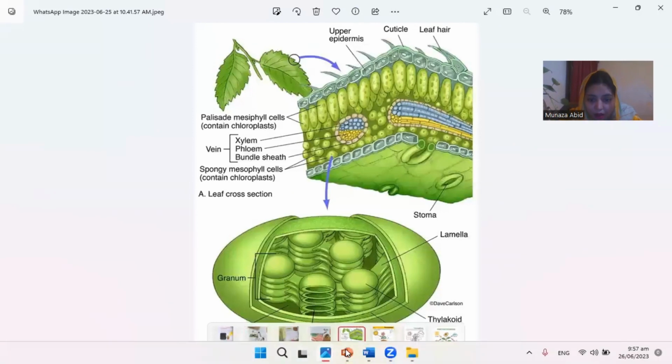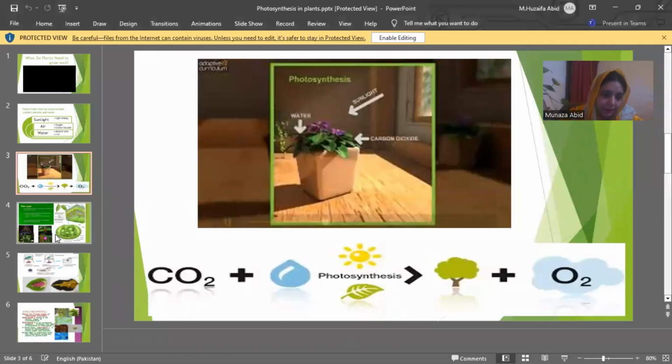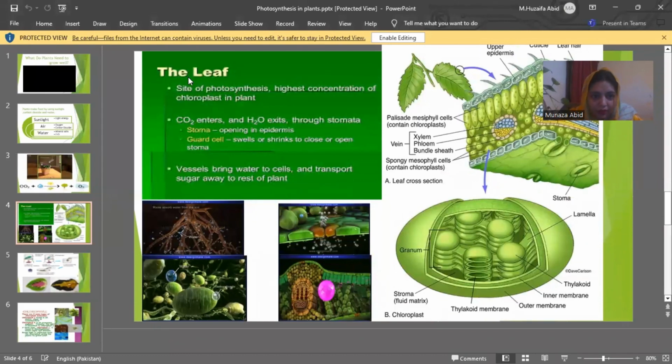Now we are moving back to our PPT. Okay. The same way I will tell you what is happening. Site of photosynthesis is leaf or any green part where chlorophyll is present and where the cells have chloroplast. Carbon dioxide enters and water, and what are these? Stomata. Carbon dioxide enters through these stomata and gets into the cell, and these cells have chloroplast where photosynthesis occurs. Now one by one we will study.